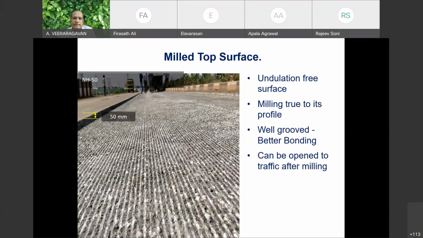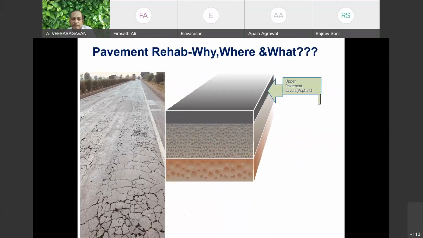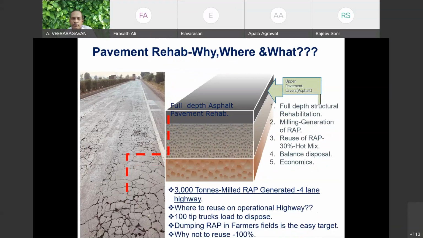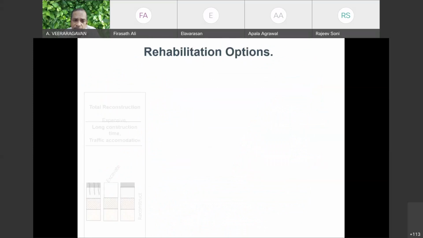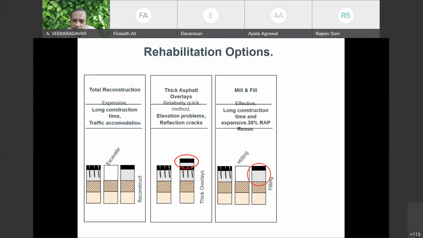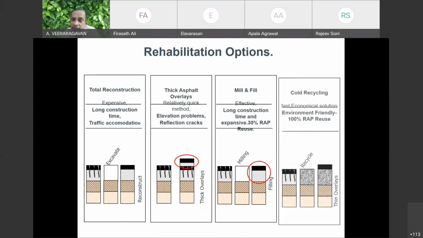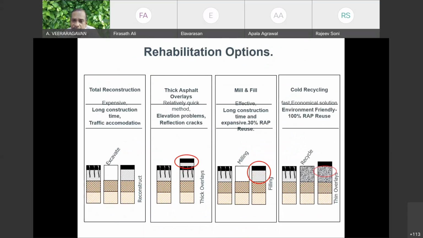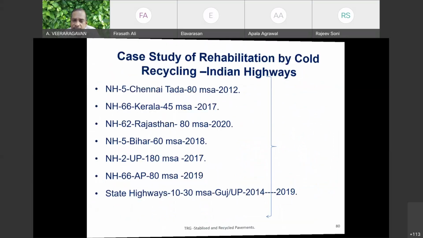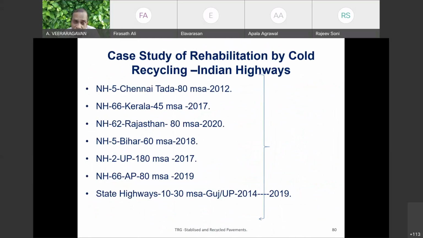So they did this exercise. Rehabilitation was done either with the bituminous layer or with the base course also. We found that 3,000 tons of milled material was generated in a 4-lane highway. They require 100 truckloads to dispose the material. So the option is not to throw the material, but to reuse it. So different options are available. They considered milling the base course and the bituminous layer, and this bituminous material was laid here. The benefit we consider runs to several crores of rupees.